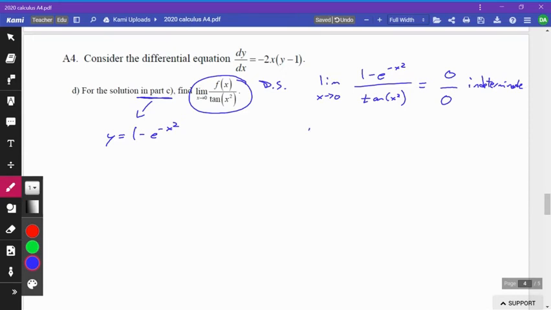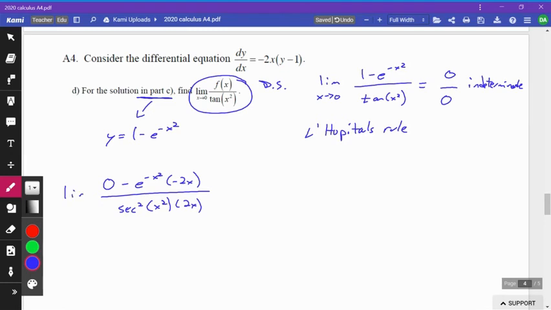So what I need to do is L'Hopital's rule. Now that means I take the derivative of the top, take the derivative of the bottom, and direct substitute again. So the derivative of the top is going to be 0 minus e to the negative x squared times a negative 2x. The derivative of the bottom is going to be secant squared of x squared times 2x. And this is what I want to take the limit of.